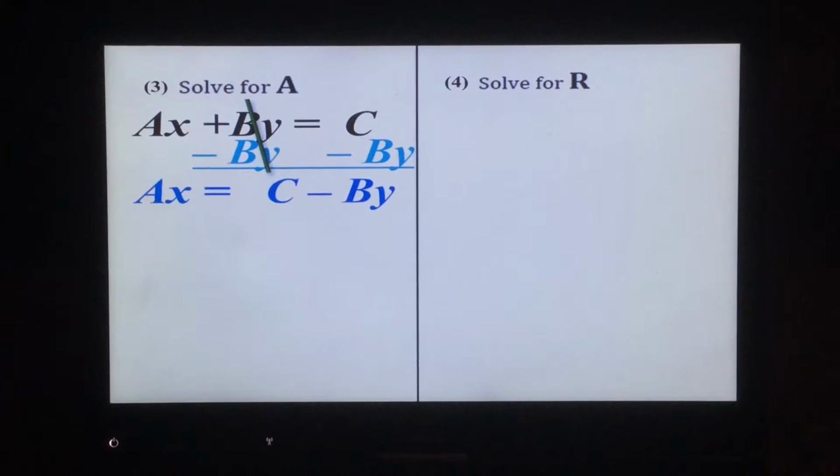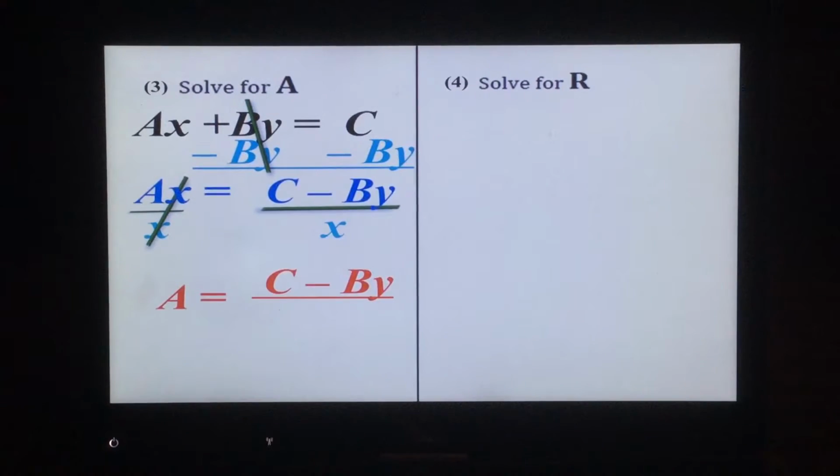Now over here a and x are being multiplied together, and again what we're trying to do is get rid of the x. How do you get rid of x? Well, we're going to divide by x on both sides. So the x's will cancel on the left side. You'll be left with a equals, and then on the right side, since we can't simplify it any further, all those things just come right down. So c minus by over x.